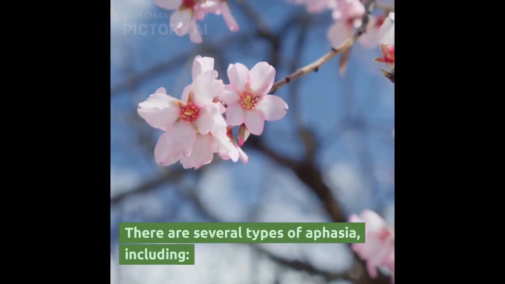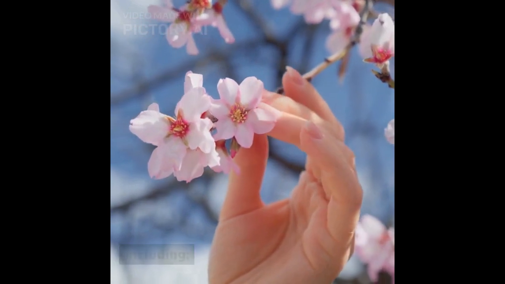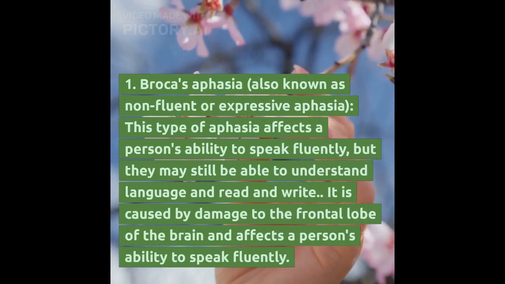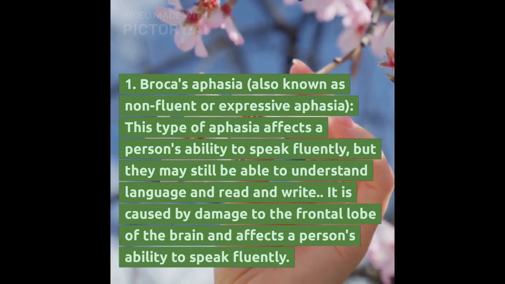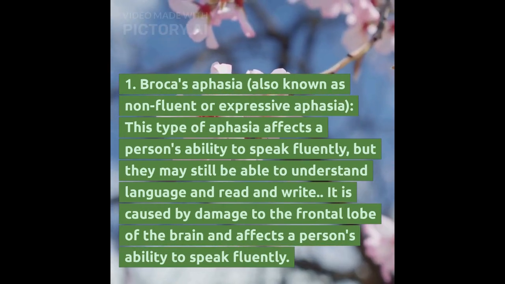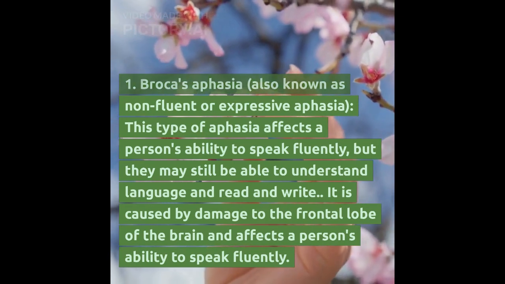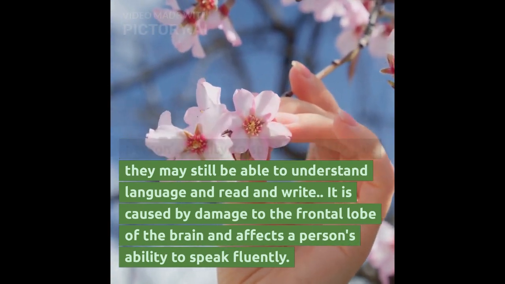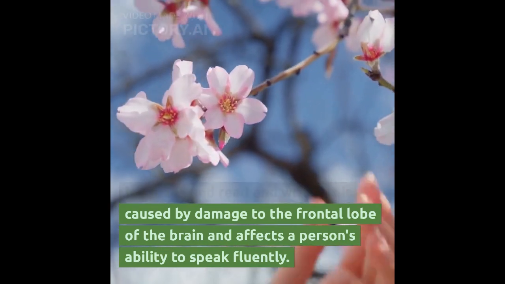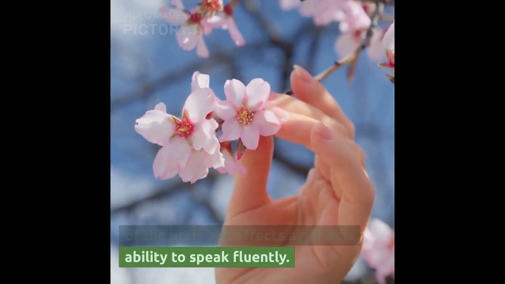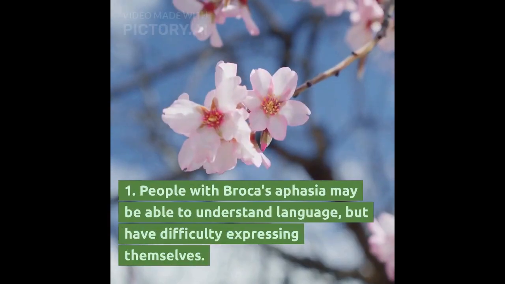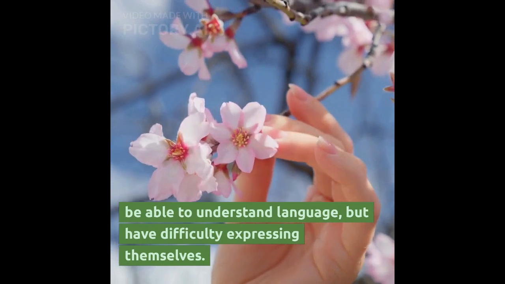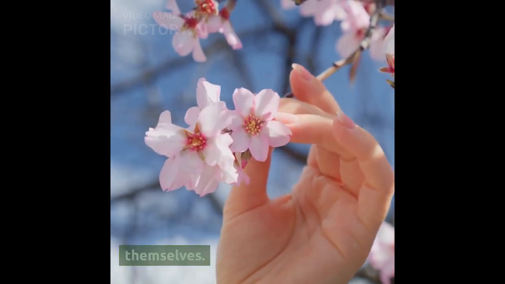There are several types of aphasia, including: 1. Broca's aphasia, also known as non-fluent or expressive aphasia. This type of aphasia affects a person's ability to speak fluently, but they may still be able to understand language and read and write. It is caused by damage to the frontal lobe of the brain and affects a person's ability to speak fluently. People with Broca's aphasia may be able to understand language, but have difficulty expressing themselves.